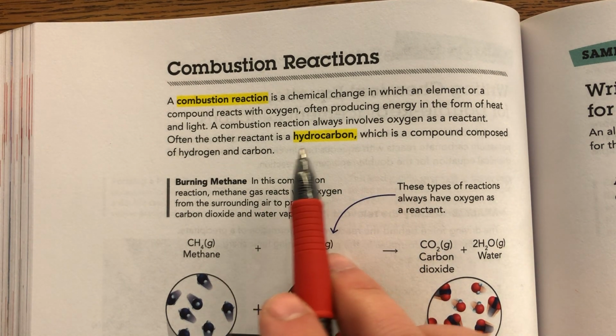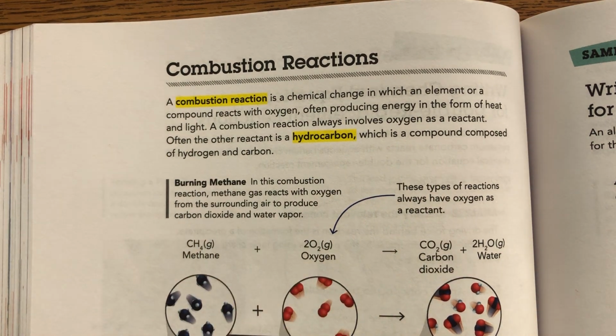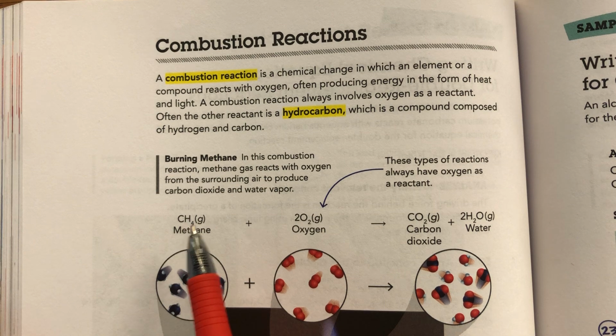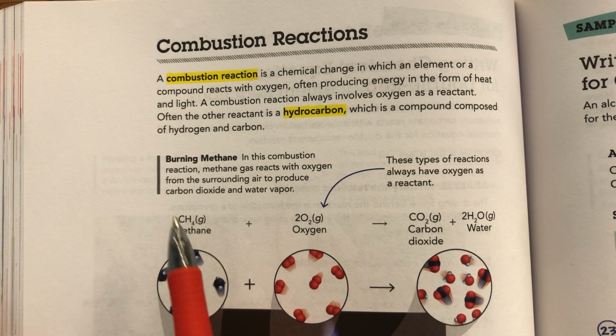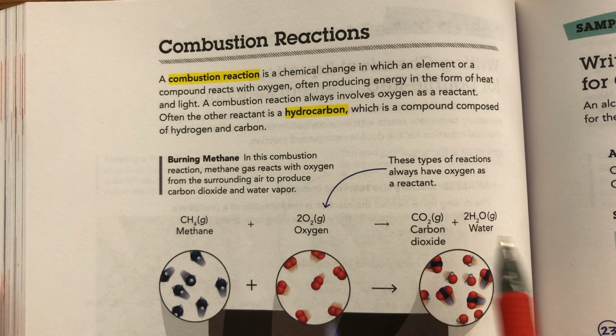Got to know this term. It's highlighted in yellow. A hydrocarbon is a compound composed of hydrogen and carbon. So if you look at methane, it's just C and then 4 H's surrounding that carbon. It's a hydrocarbon, and it's reacting with oxygen to form carbon dioxide and water.